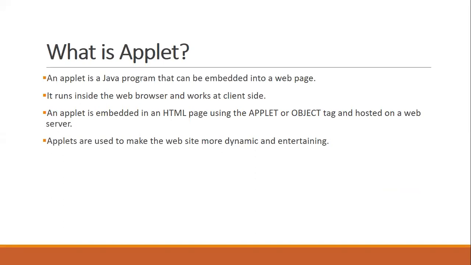So what is basically an applet? An applet is a Java program that can be embedded into a web page. So we can write the applet and embed it into a web page, that is, in the HTML. So it runs inside the web browser, and it works at the client side.